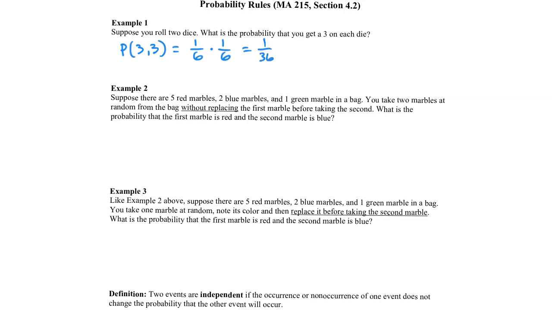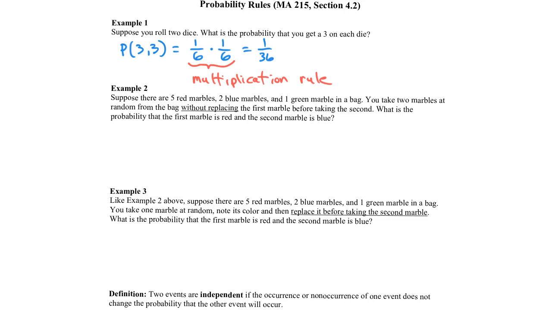Now remember, quick review here, when you multiply fractions, you go straight across, right? 1 times 1 is 1. 6 times 6 is 36. And what we're doing right here, we're multiplying these two, and we're doing that because of what's called the multiplication rule. So we'll talk about that rule in a little bit, but basically we're going to keep multiplying these probabilities.